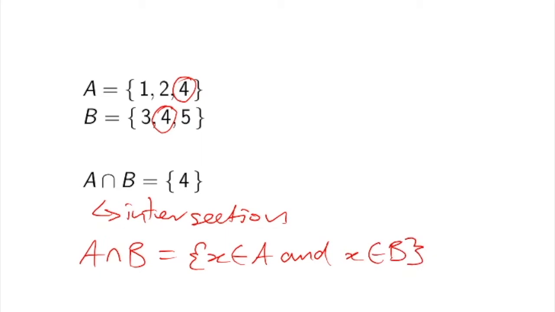Compare this to before, when we were looking at the union of the sets. So x can either be in A or x can be in B.